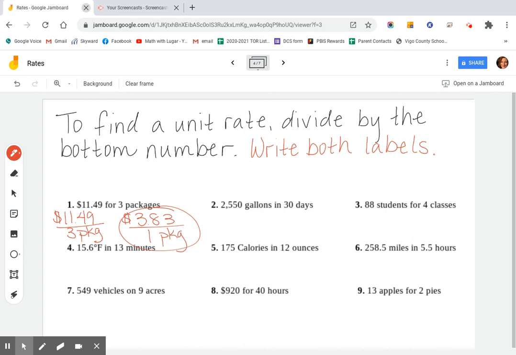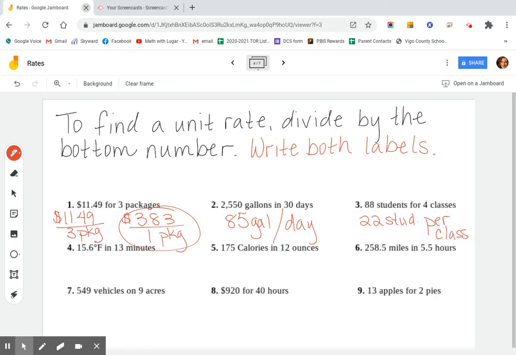Number 2, 2,550 gallons, and then that would be over 30 days. Remember, time usually goes on the bottom. Days, that's a unit of time. So 2,550 divided by 30, I get 85 gallons per day. Number 3, 88 students for 4 classes. So I'm going to do 88 divided by 4, and I get 22 students. I'm just going to abbreviate that per class.